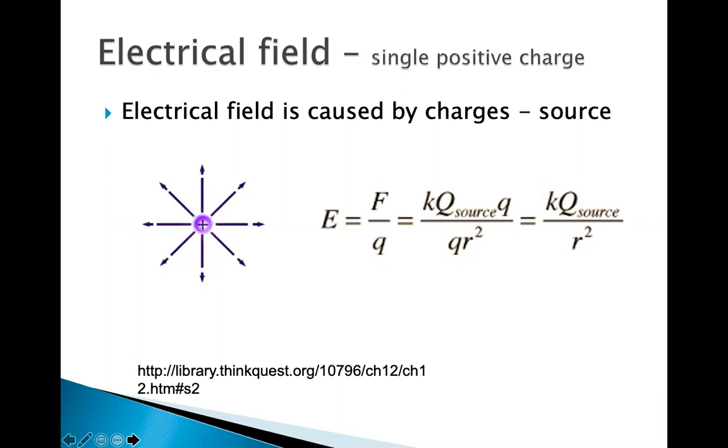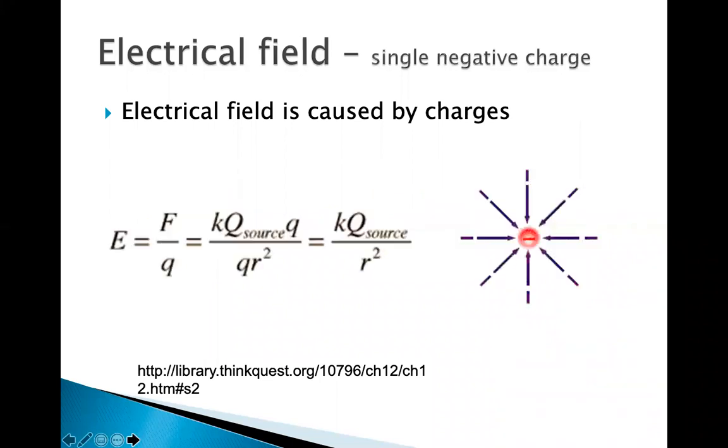You can see two things from the field lines. Number one, the density represents the strength. So when the lines are closer together, that means a higher magnitude. And also the direction is pointed by the arrows. Negative charge is similar, except the electric field points towards the negative charge.